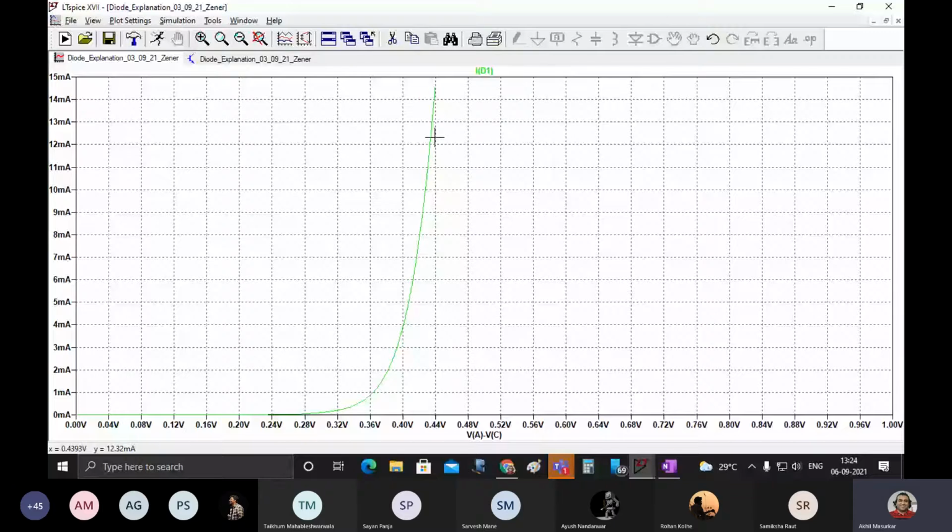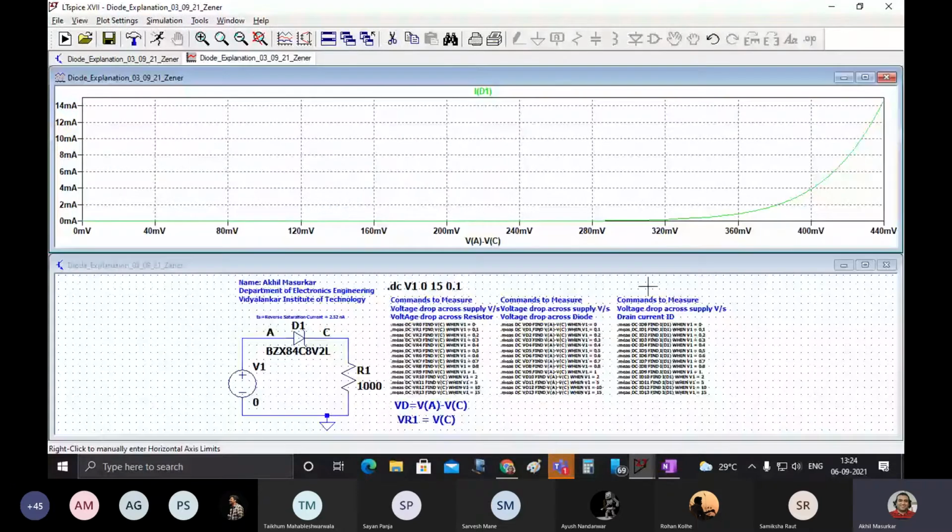Okay, now we would like to see. So I want you all to post this now: the characteristics of the Zener diode as well as the circuit. I want you to post now the characteristics of the Zener diode as well as the circuit.